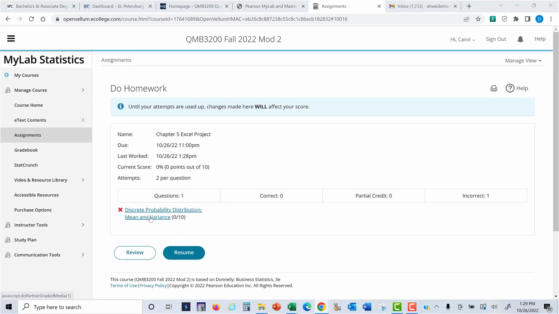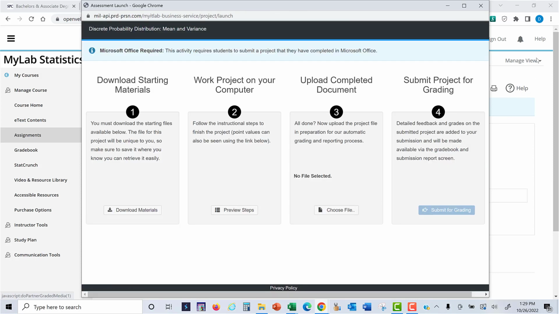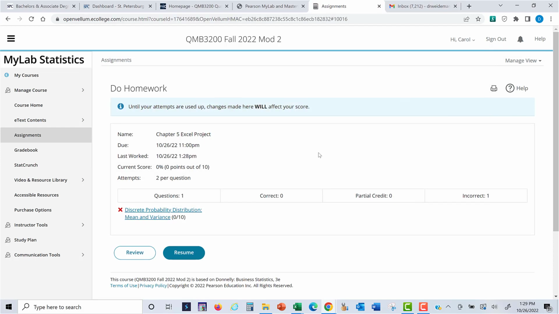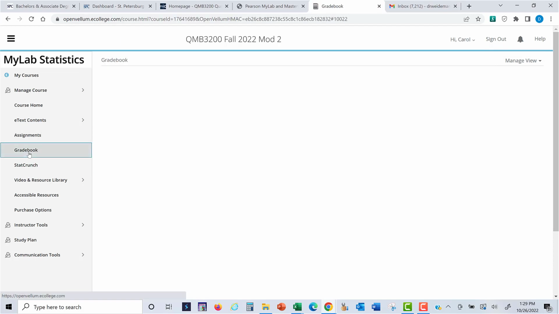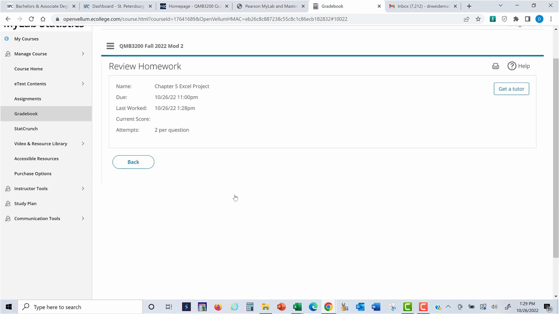If I click here, it's going to show me, this is to resubmit it. So I don't want to resubmit it yet. I want to look at what I got. So I go to the grade book and I locate the item that I want to look at. In this case, it's the Excel project, and I click on review.